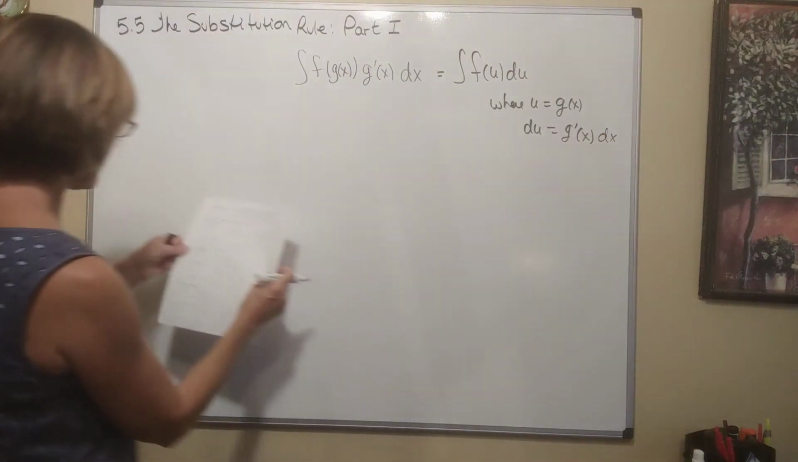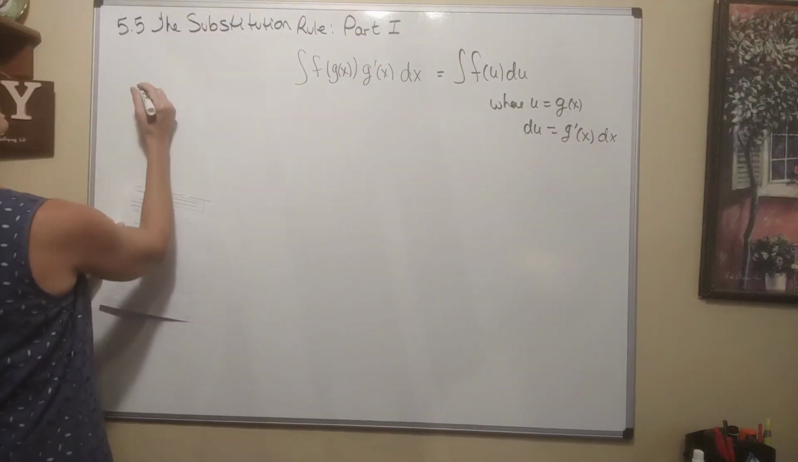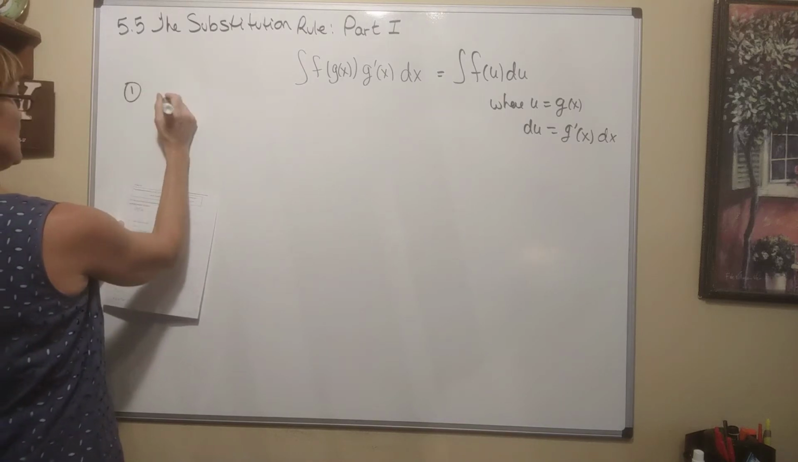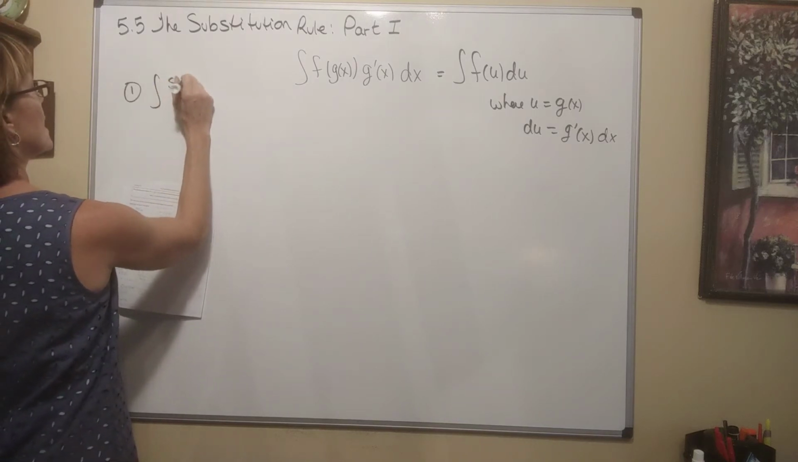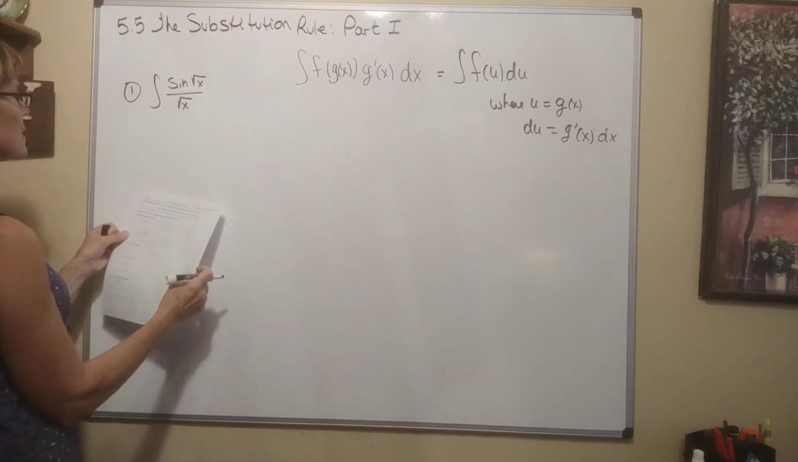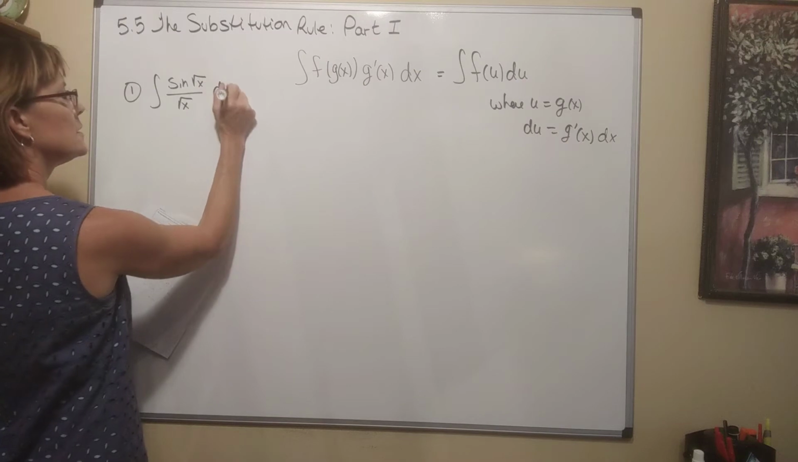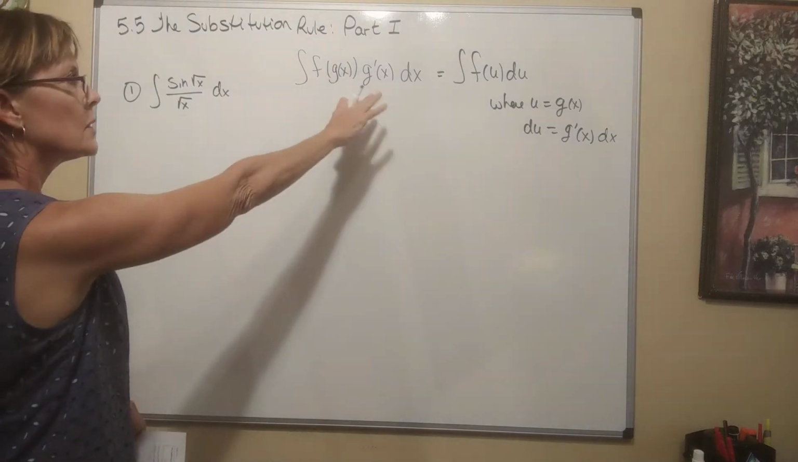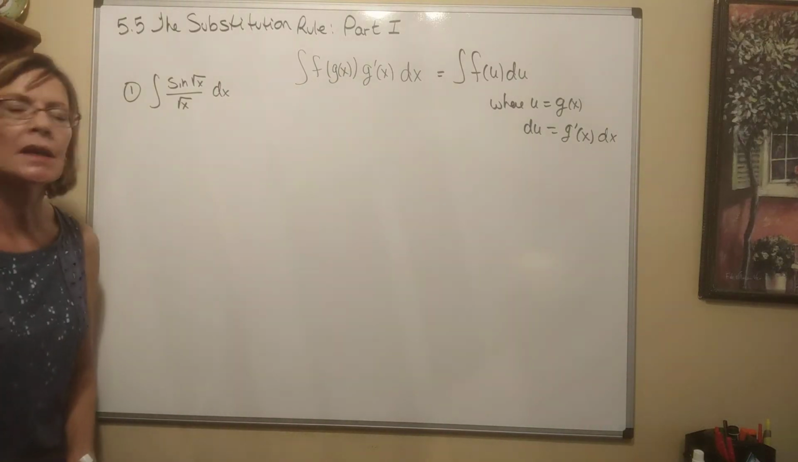Examples 1 through 5 are indefinite integrals. So the first one is this. It says, let's integrate the sine of the square root of x over the square root of x. So this looks kind of hard to do, but once we learn about this little technique, it becomes pretty easy.